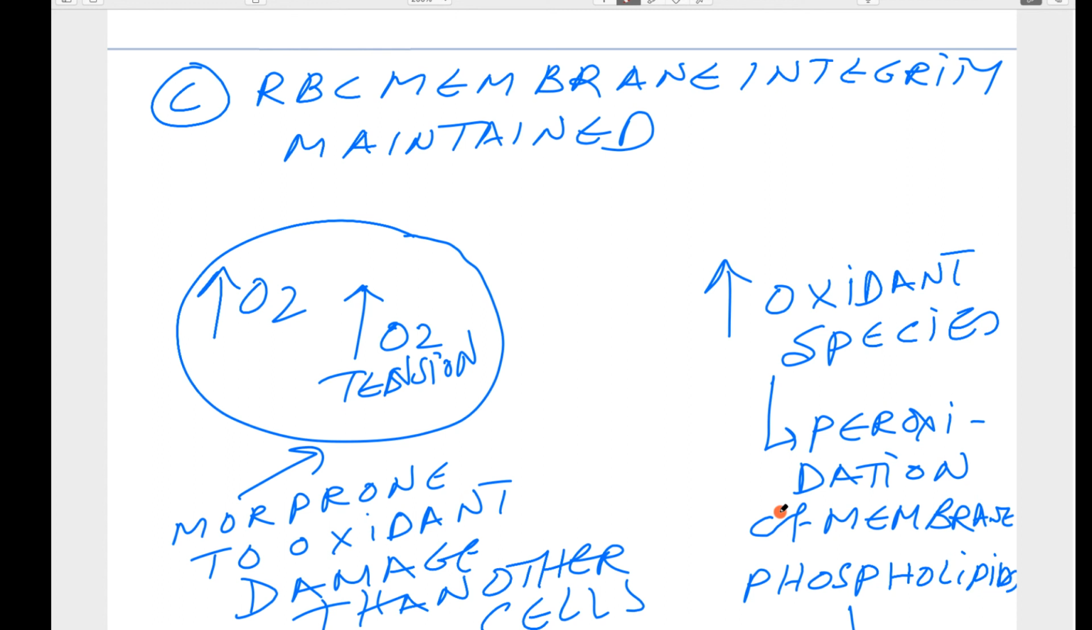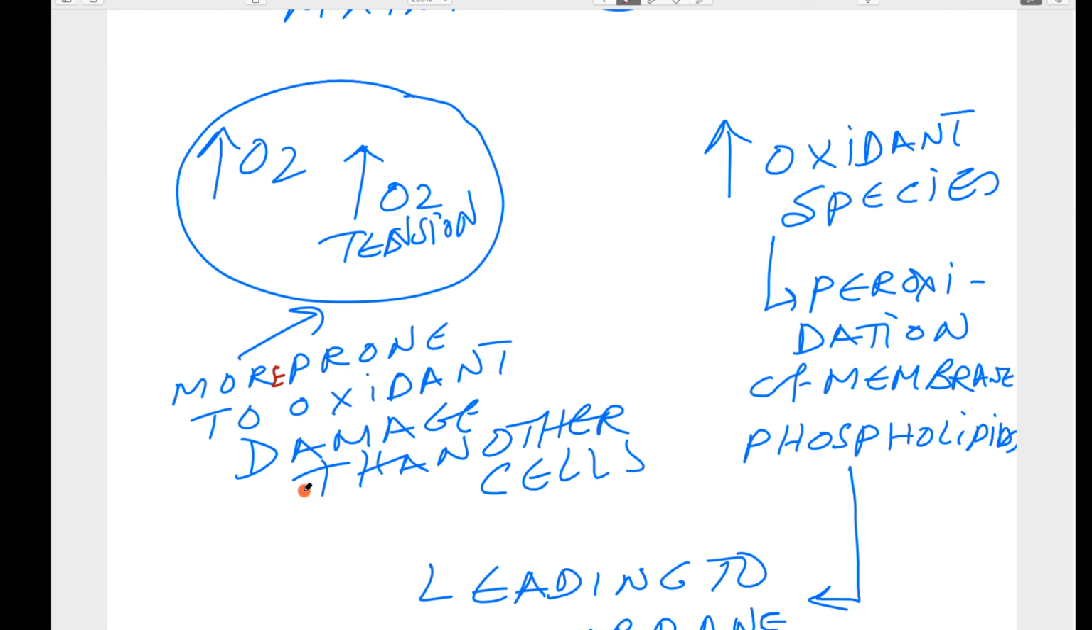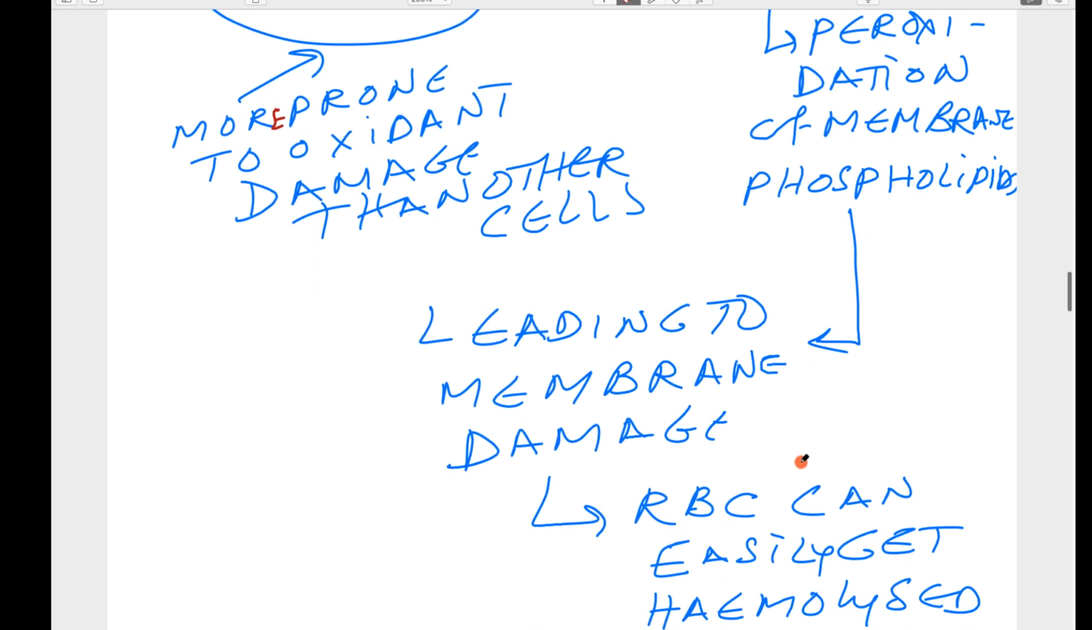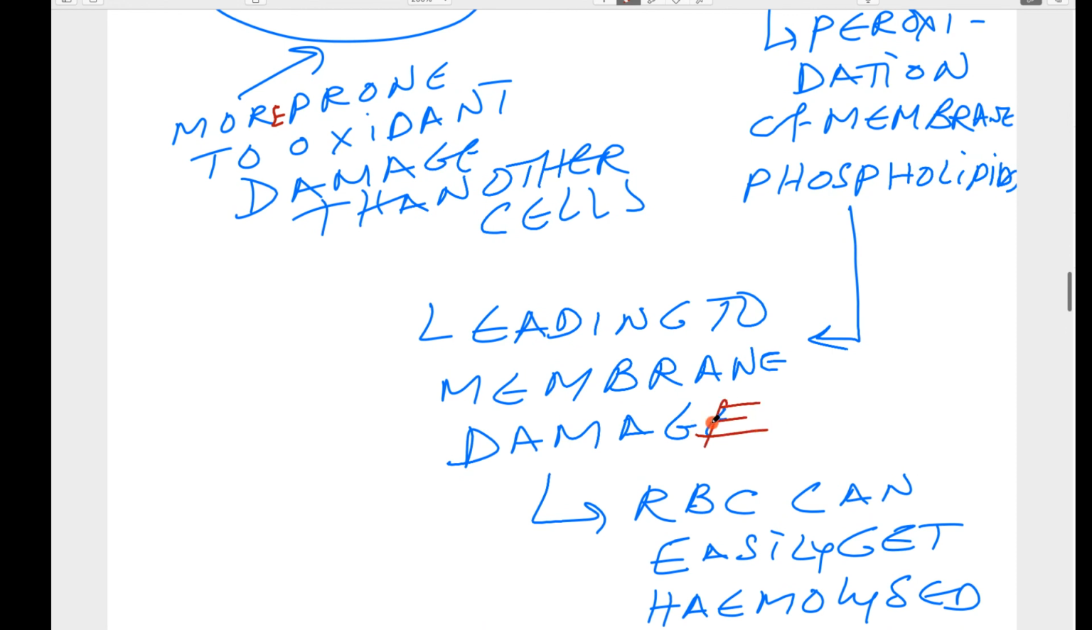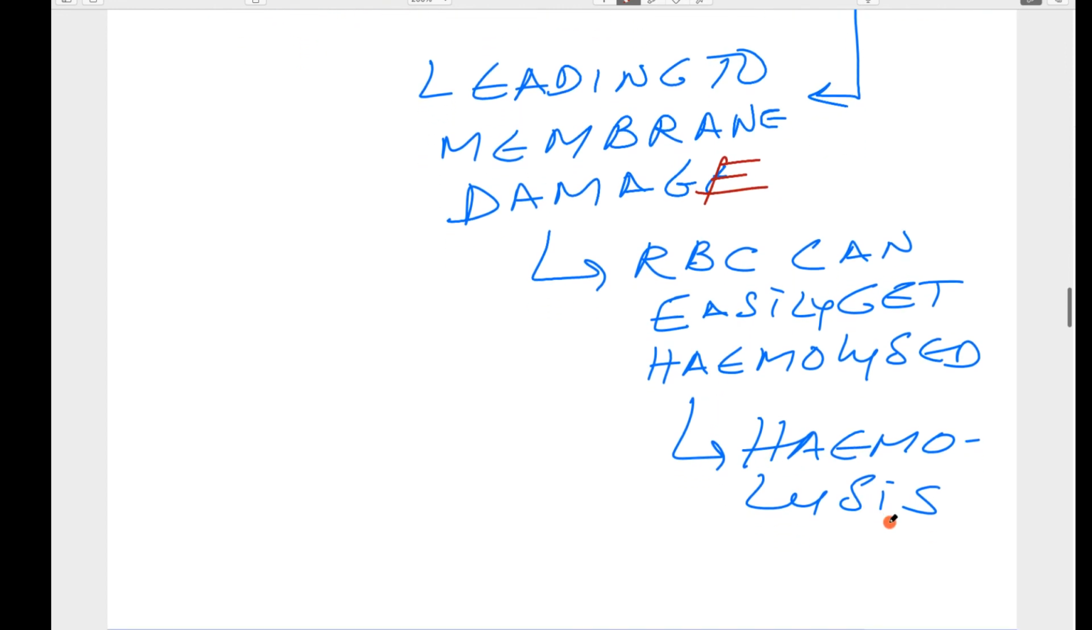The third one is maintenance of RBC membrane integrity. RBCs use a high amount of oxygen, and there is high oxygen pressure, so they are more prone to oxygen damage than other cells. Oxidant species cause peroxidation of membrane phospholipids, leading to membrane damage. Then RBCs can easily get hemolyzed. That is one of the reasons for hemolytic anemia.